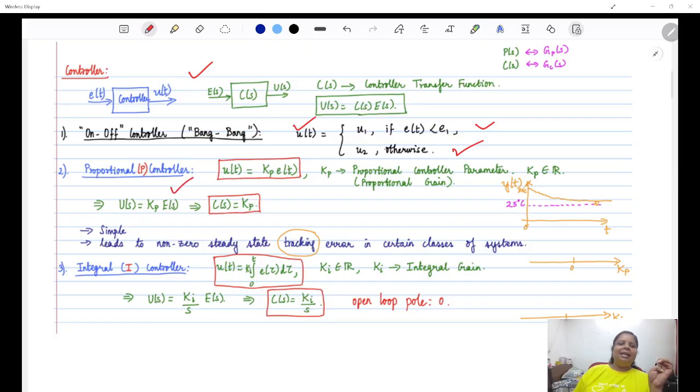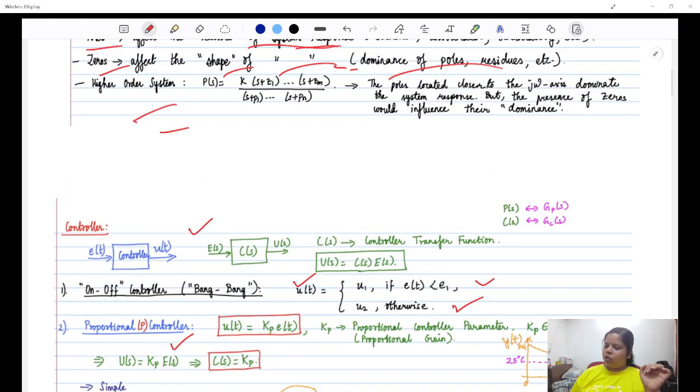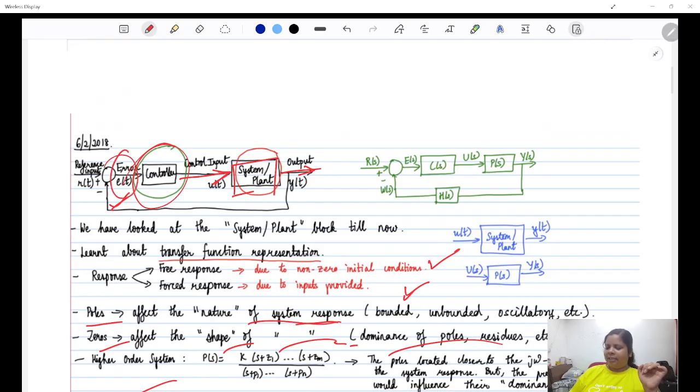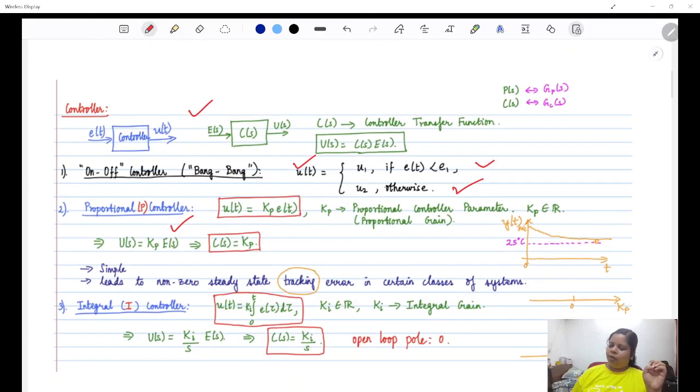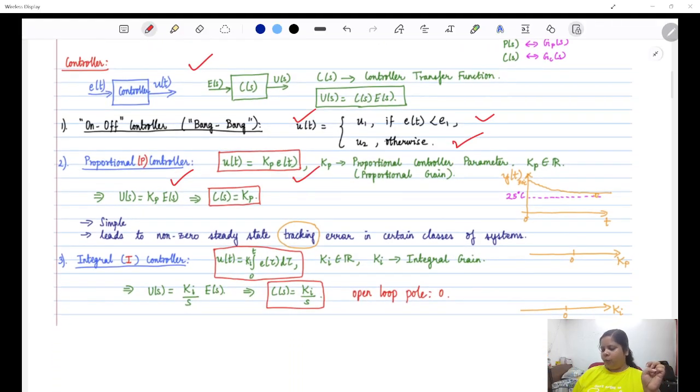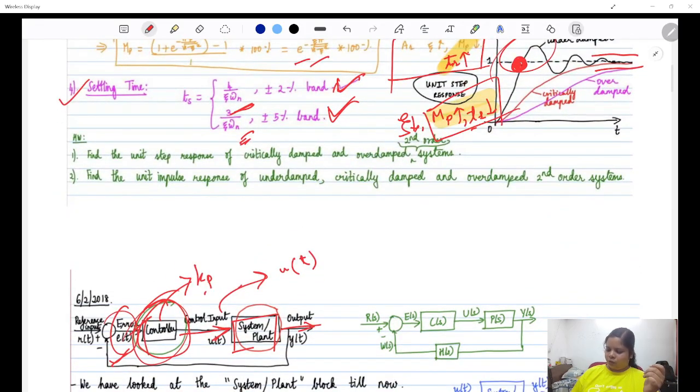A proportional controller basically acts proportionally to the error. You can see over here, there is an error coming in and there is a controller. If it is proportional, it would just be Kp. So Kp into e(t) would be your control input, which is u(t). So here your proportional controller is u(t) equals Kp times e(t). If you take the Laplace transform, U(s) equals Kp times E(s), and this C(s) is just Kp.